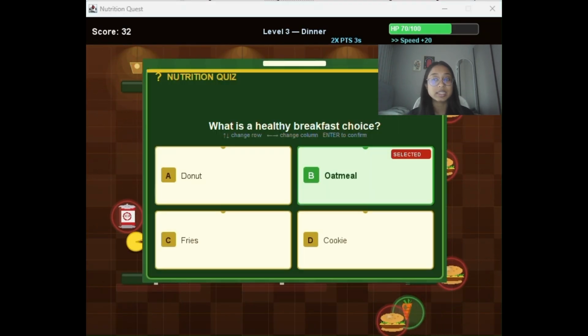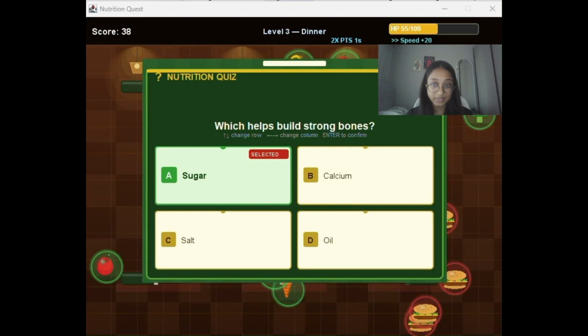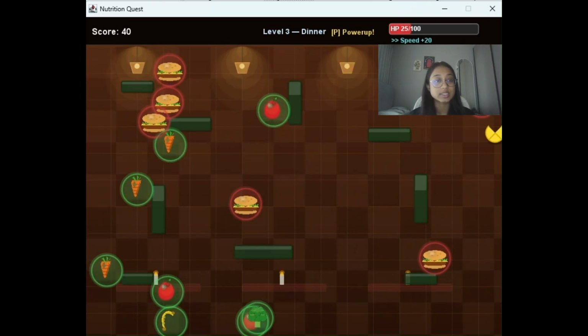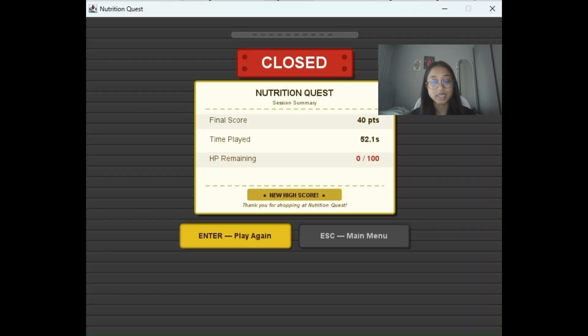Overall, NutriQuest demonstrates a clear separation between the reusable engine and the game layer. The engine handles core systems such as input, movement, collision, and scene management, while the game layer implements features such as food logic, quizzes, and power-ups. So this results in a modular, extendable, and maintainable system.